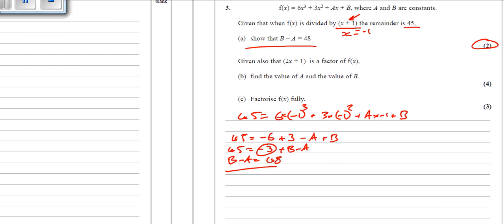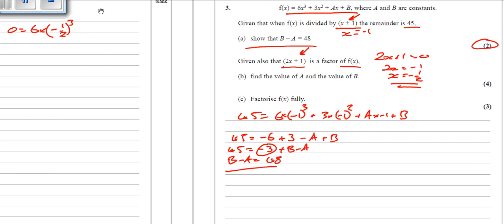Given that 2x plus 1 is a factor, now if this is a factor, 2x plus 1 equals 0, 2x equals minus 1, x equals minus 1/2. If we substitute in x equals minus 1/2, but it's a factor, we should get a remainder of 0. So we can write down 0 equals 6 times minus 1/2 cubed, again substitute it into our original here, plus 3 lots of minus 1/2 squared, plus a times minus 1/2 plus b.